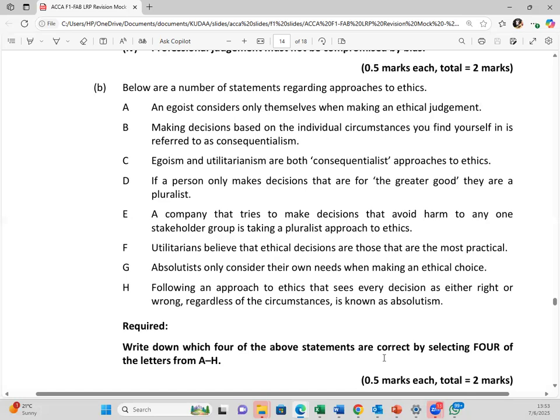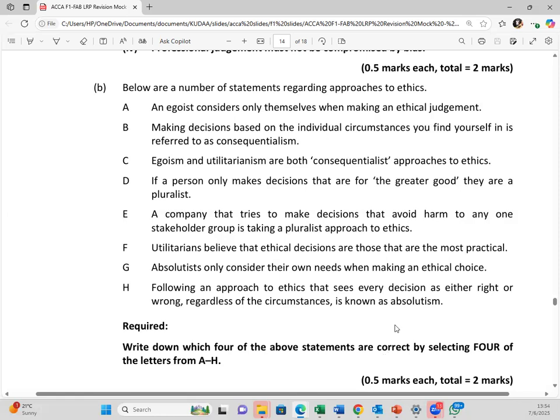When we make a decision, so when we have certain behaviors that inherently we say these are right and these ones are wrong, that's absolutism. So I think I now have my 4. H is qualifying as part of my 4, and also A, we have chosen A, and C and E. So if a company makes decisions that harm, it is taking the pluralist approach, because the pluralist approach tries to reduce harm for all the sides.